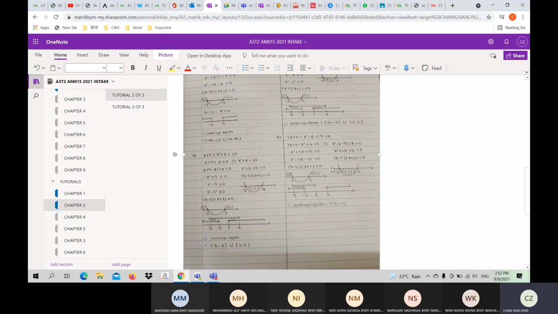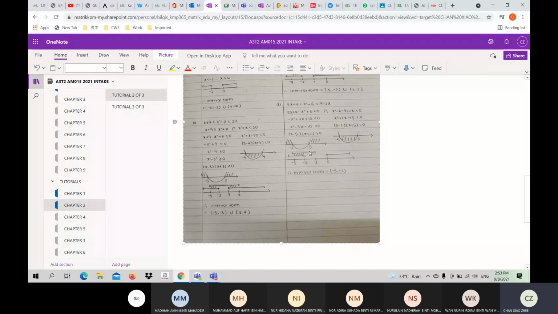The next step is draw the graph and you must shade it below the x-axis because the linear inequality is smaller than 0. So, selepas melukis graf ini, kamu kena lukis satu number line and you just follow the graph to determine whether your arrow nak pergi kiri atau kanan. So, you will find the final answer from the interval number line that you draw just now.